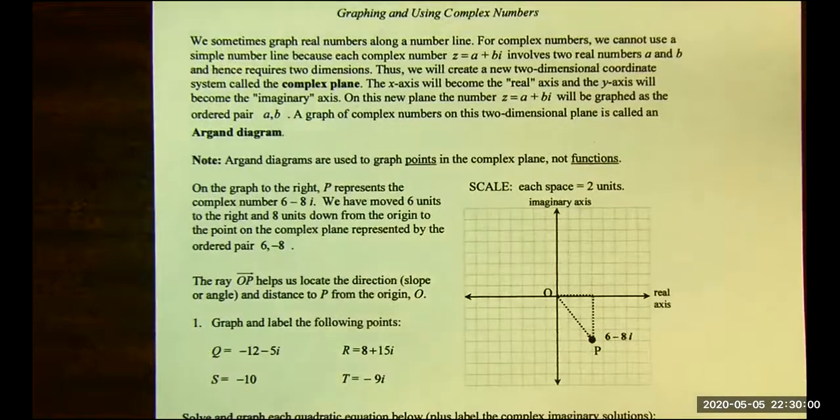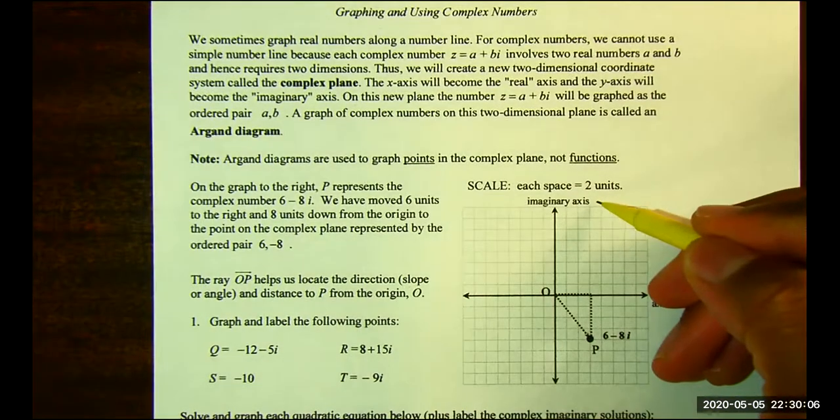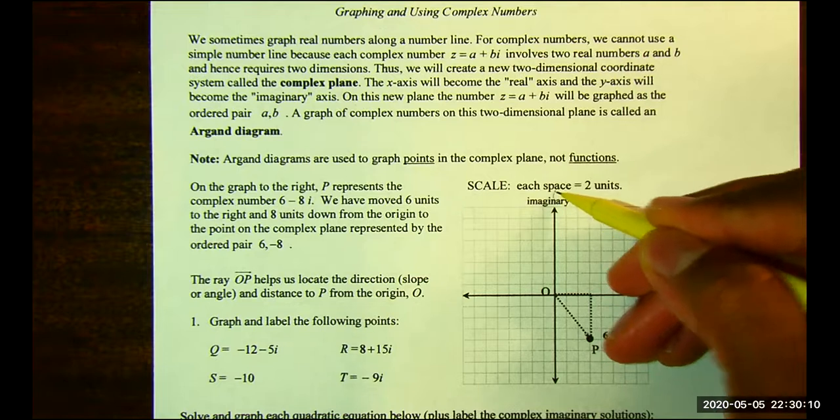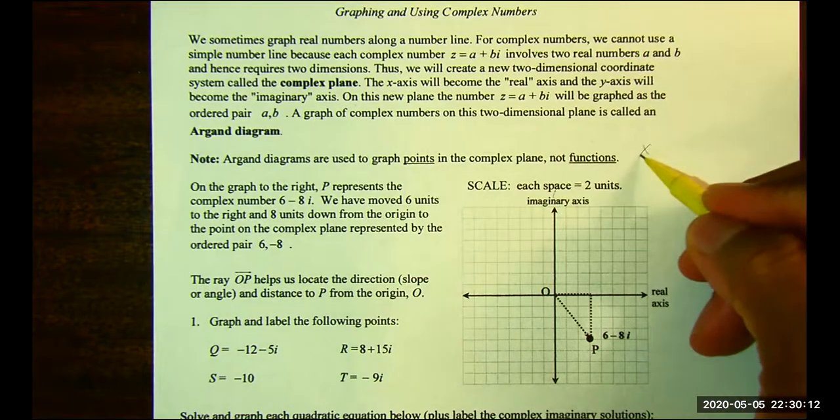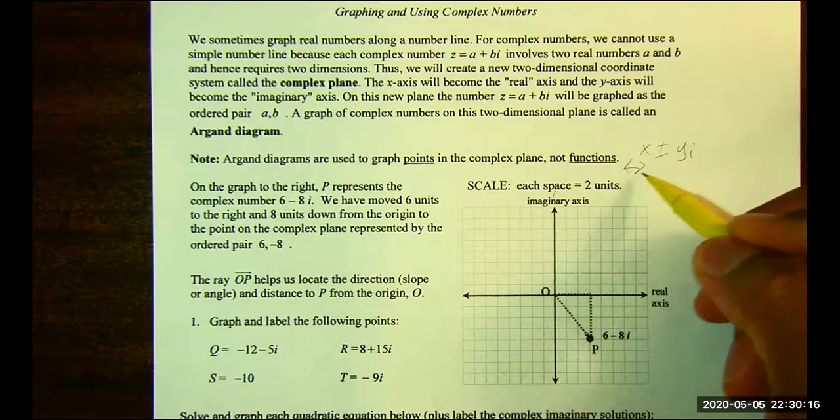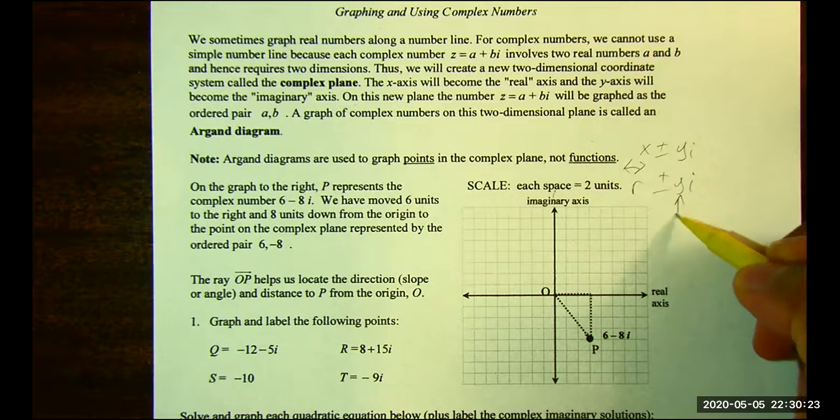Okay, you have this, you can read through this. We've discussed the complex plane. Instead of y, they replace it with the imaginary axis, and you'll even see a little i up here. Remember, x plus or minus yi. This is the real number part, we move left or right. This is the imaginary number part, we move up and down.